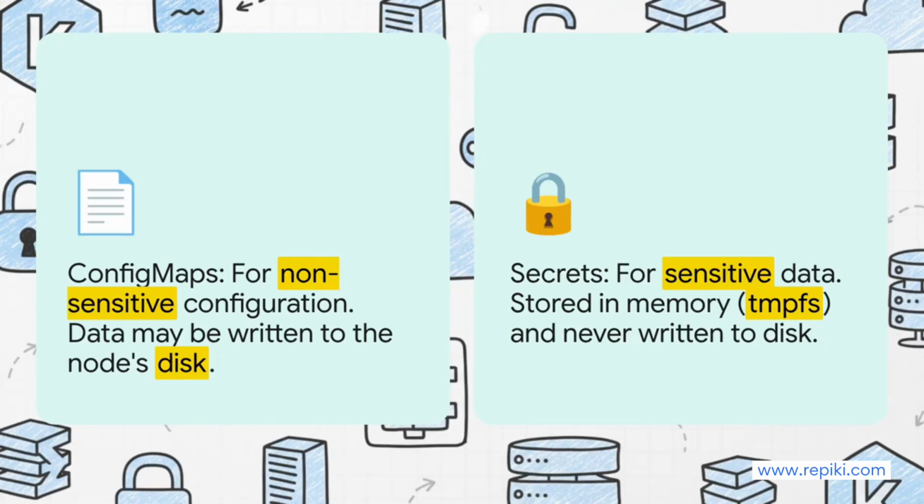Here it is, the core distinction. ConfigMaps, they're for your everyday, non-sensitive stuff. Think config settings, URLs, things you wouldn't mind someone seeing. And that data might even get written to the node's disk. But Secrets, that's where Kubernetes puts on its security hat. Secrets are built for the sensitive stuff, and Kubernetes takes extra care, like making sure they're only stored in memory, never ever written to a persistent disk. This is a huge deal.